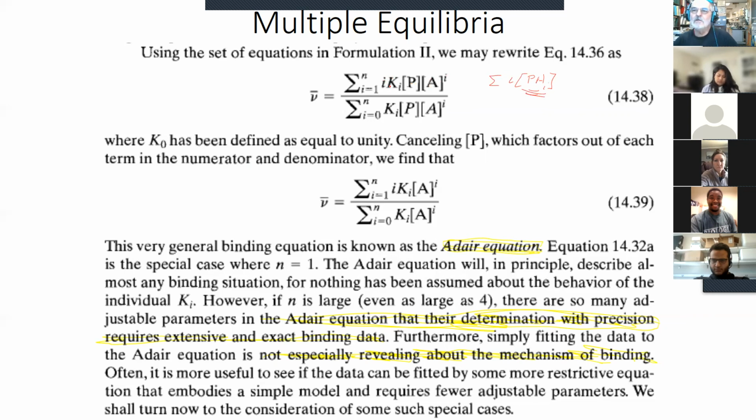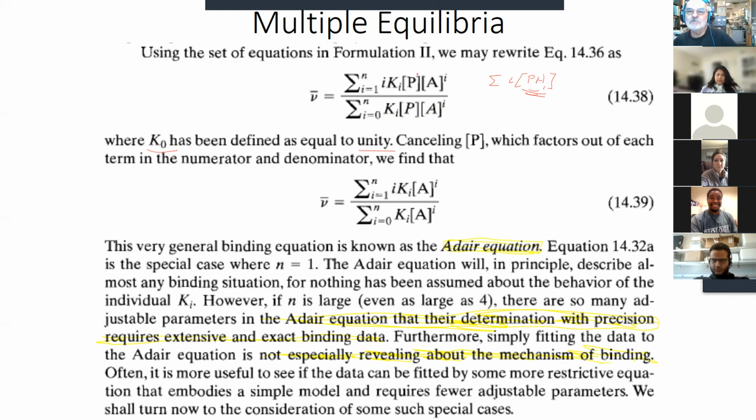And so you still have the i here reflecting the fact that there are i ligands, summed from i equals 1 to n. And then the denominator is still going to be without the i. It's still going to be summed from i equals 0 to n, K_i, P times A raised to the ith power, concentration of P times concentration of A. In this formulation, we have to define what K0 means, and we just set it to unity, because all it really refers to is no ligand bound. But for completion, we just give it some kind of terminology.